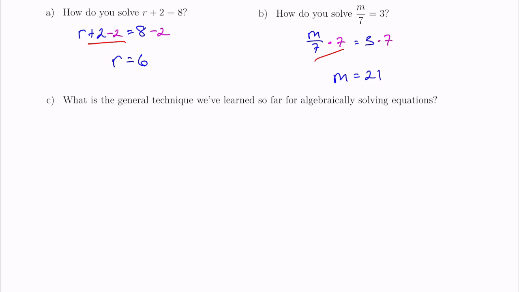Opposites can sometimes be tricky because opposites often refer to negative numbers, and we're not always doing negative numbers or subtraction. But we're doing the opposite operation, or more precisely, the inverse operation. The inverse of adding is subtracting. The inverse of multiplying is dividing. In part C, what is the general technique we've learned so far for algebraically solving equations? It is to always apply the inverse operation to what is happening in the equation.